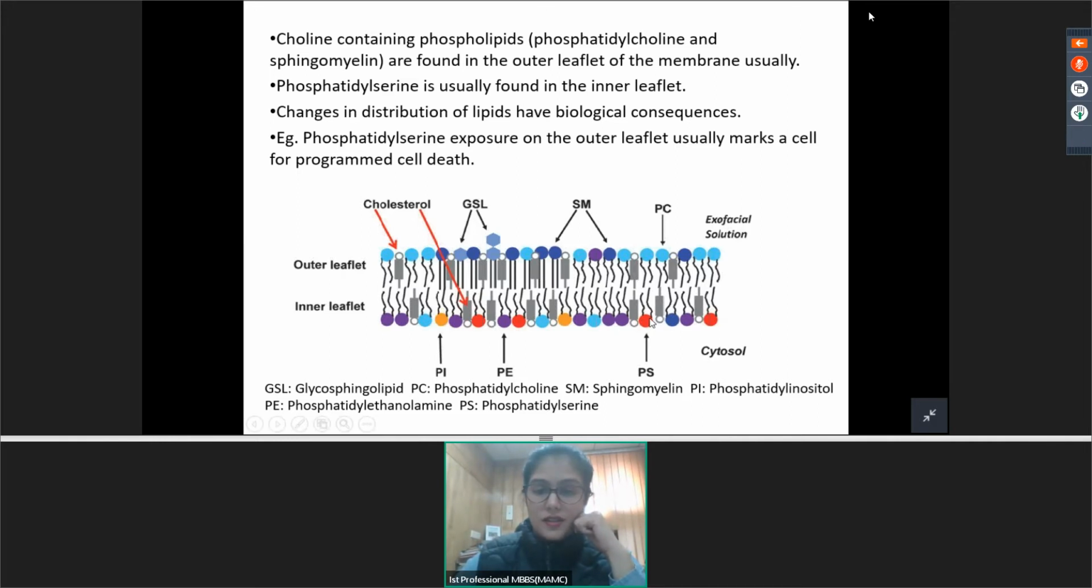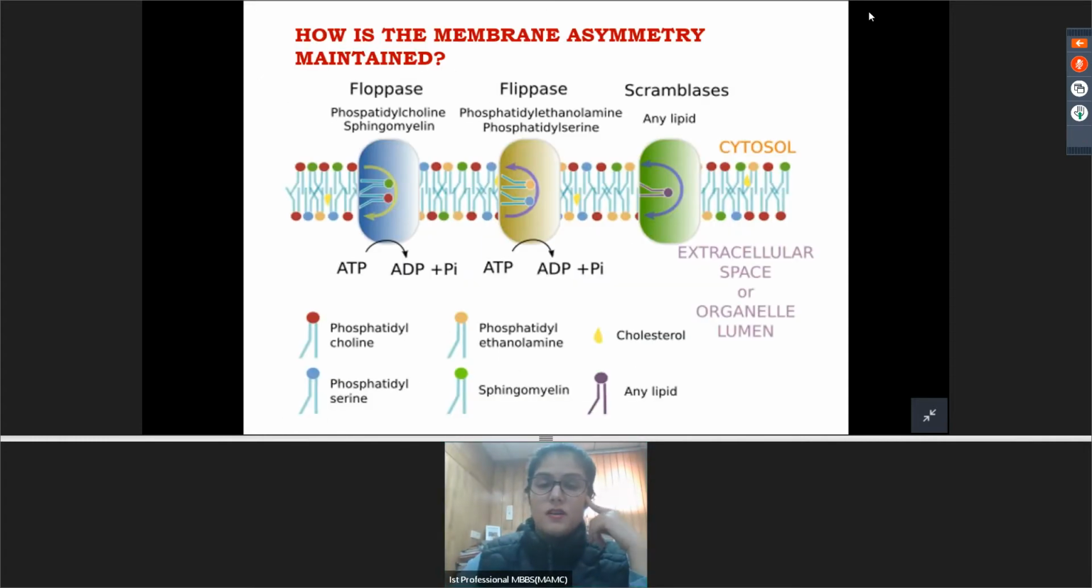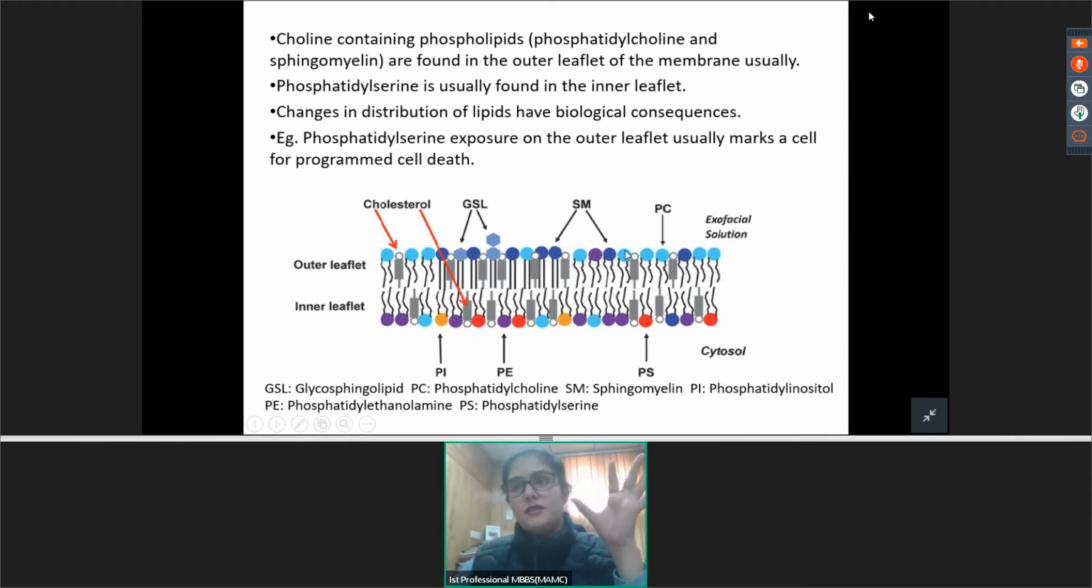Okay, so phosphatidylserine is usually present in the inner leaflet. Phosphatidylcholine and choline containing phospholipids are usually present in the outer leaflet. And if phosphatidylserine is present in the outer leaflet, then it can cause apoptosis or programmed cell death. So how is it that these lipids have different composition? How is this asymmetry maintained for the phospholipids, that phosphatidylcholine is present in the outer leaflet only and phosphatidylserine is present in the inner leaflet only usually?